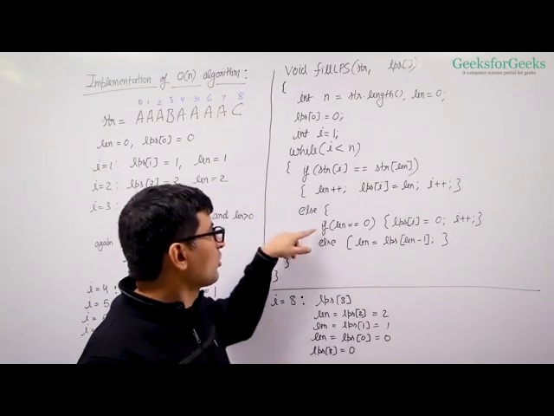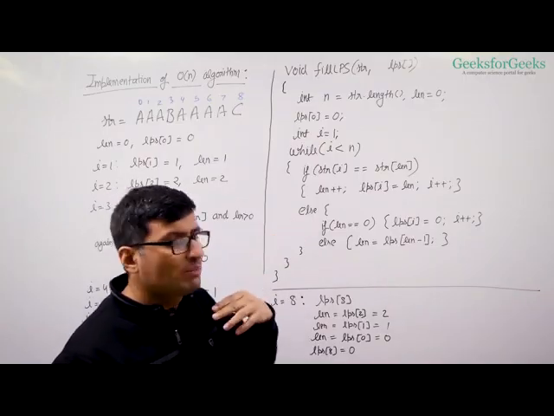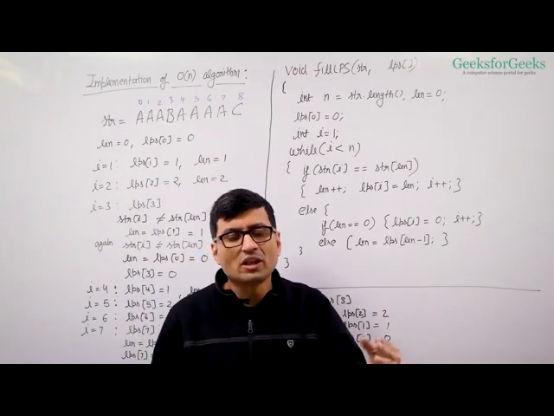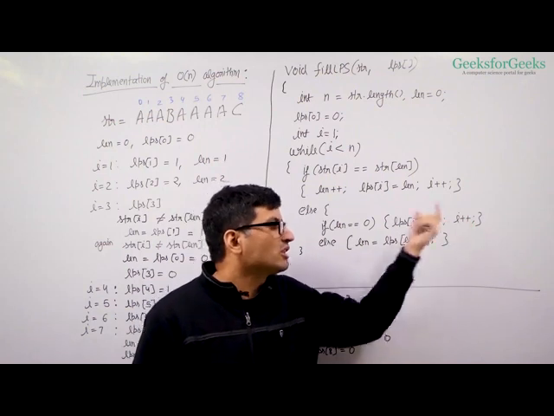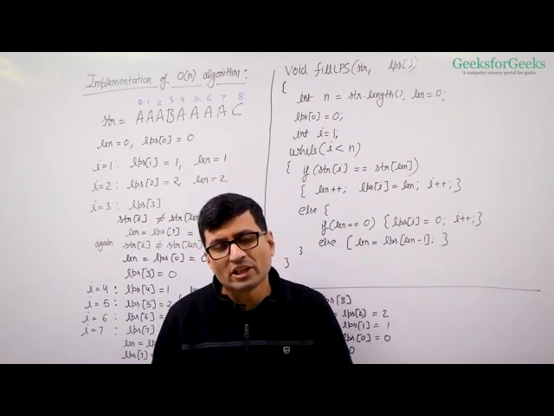Now let's talk about the case when all the characters are distinct. In this case, you are always going to fall into this case. Your LPS value is always going to be 0 and you are always going to do i++. So this also needs theta n time.